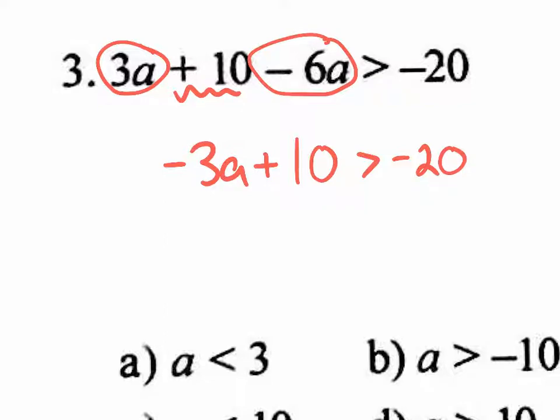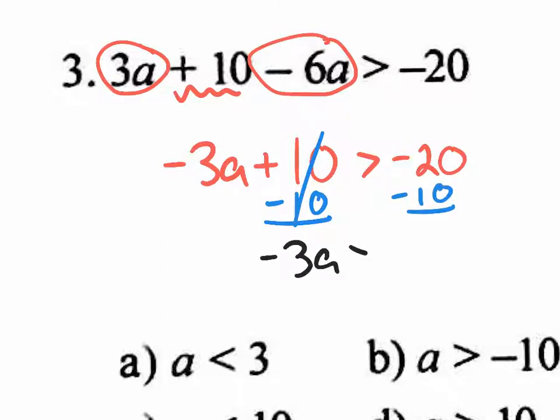That's what we call a simplified inequality. Now we need to get a by itself on one side. So what are we going to get rid of first? The 10. Minus 10 on both sides. Let's rewrite what we have. We have the negative 3a, we have the greater than symbol, and a negative 30 on the right side.